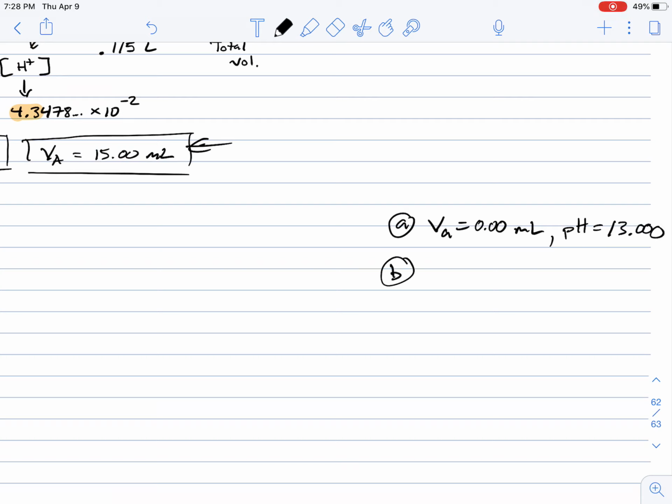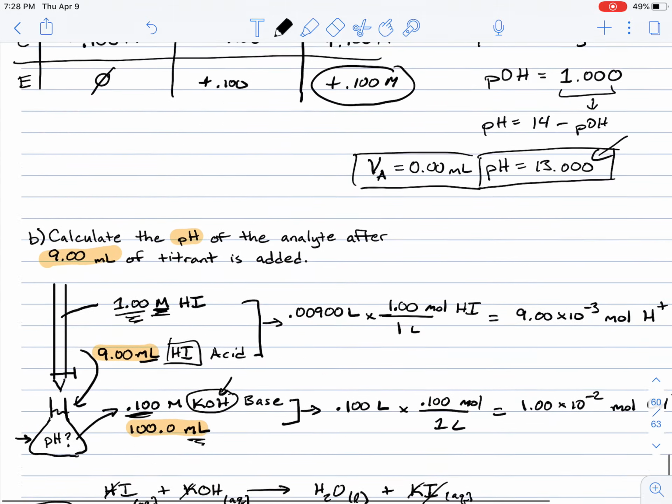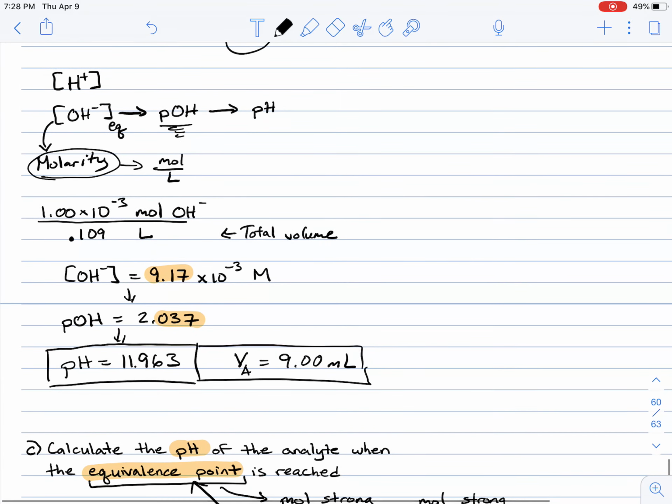For part B, when we added 9 mils, the resulting pH was 11.96, if I recall. Part B, 11.963.